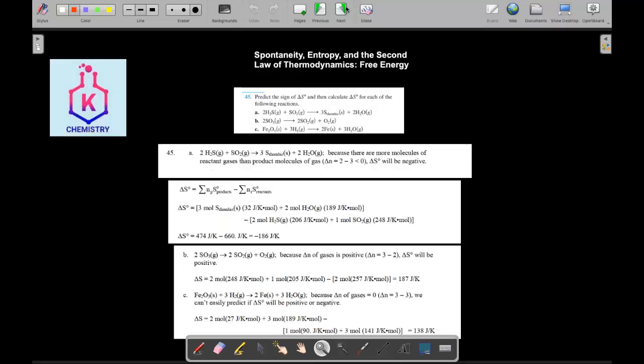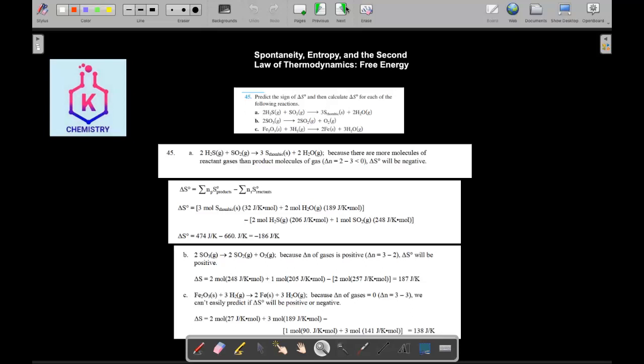So predict the sign of delta S and then calculate the delta S for each of the following. 2H2S plus SO2 give us S rhombic plus H2O. When you change H2S plus SO2 into S rhombic plus H2O, there are more molecules of the reactant gases because there are 3 molecules of reactant gases, but you have only 2 molecules of the products. So in this case, the delta S will be negative, it will decrease.